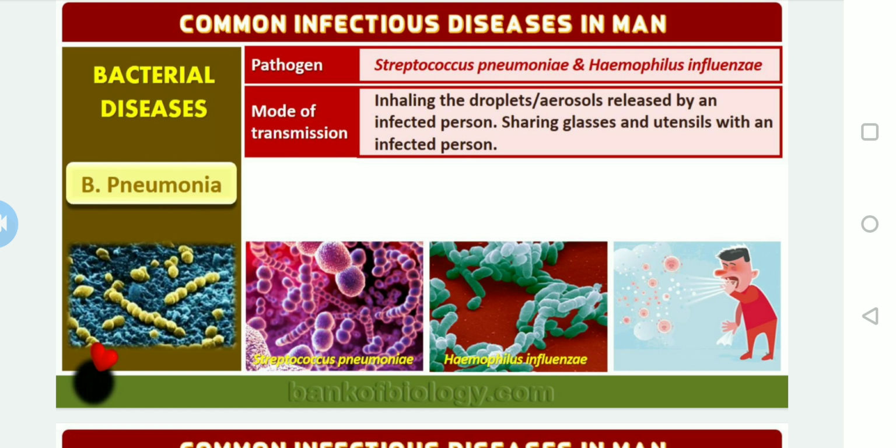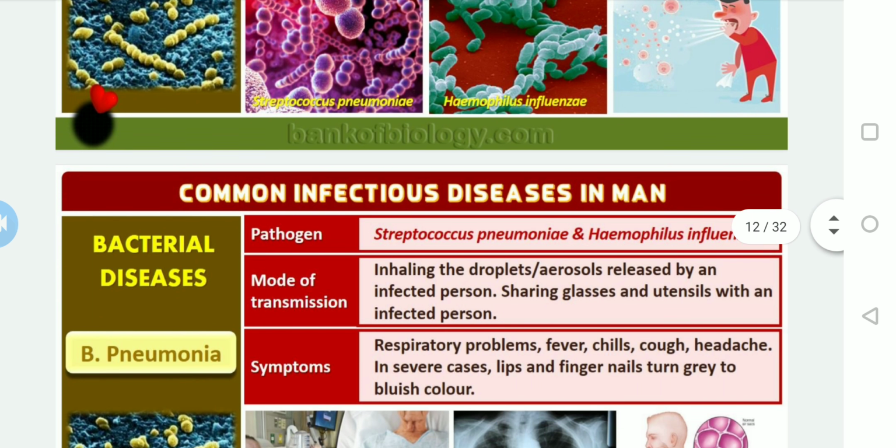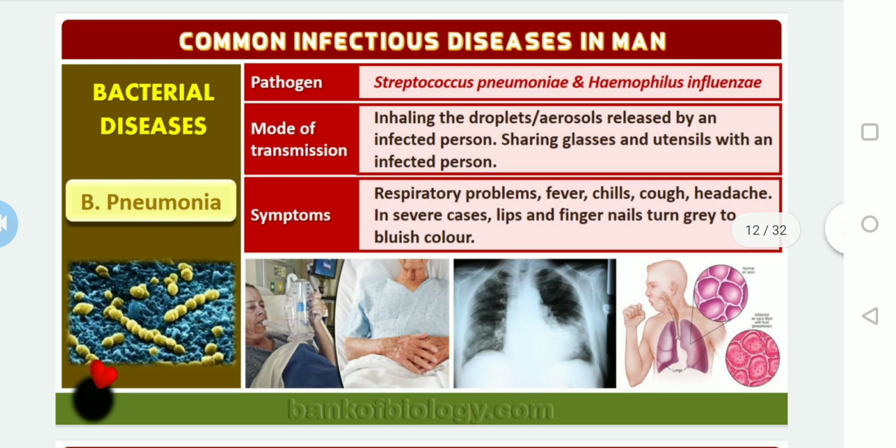And what organs get affected? As I said in the beginning, the alveoli of the lungs get filled with fluid. So they severely suffer from respiratory disorder. If they are not given proper treatment in time, surely they will die. As for the symptoms, based on the symptoms only, we can identify that this person is suffering from pneumonia: fever, respiratory problems, chills, cough and headache. Also, in severe cases, the lips and fingernails turn gray to bluish in color. So they can identify that this person is suffering from pneumonia.